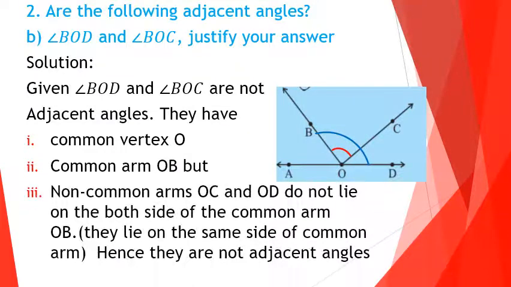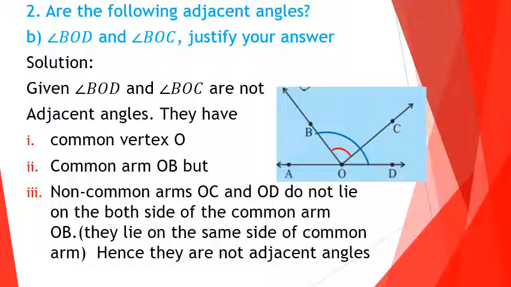But the non-common arms, which are the non-common arms? Ray OC and ray OD, which do not lie on both sides of the common arm. They lie on the same side of the common arm. Hence, they are not adjacent angles. Here, the third condition is not satisfied, so they are not adjacent angles.